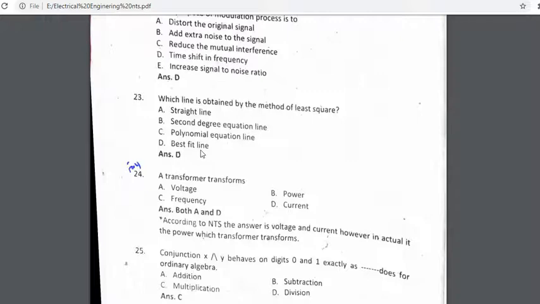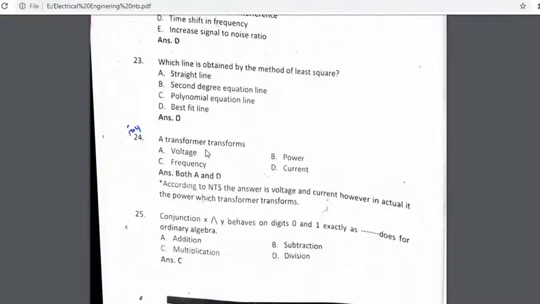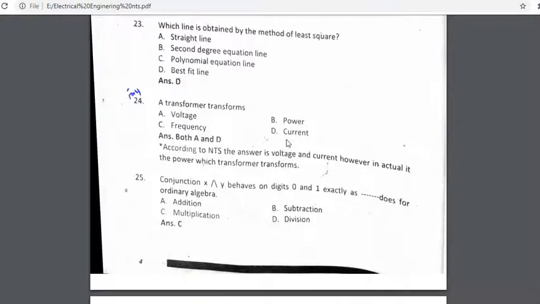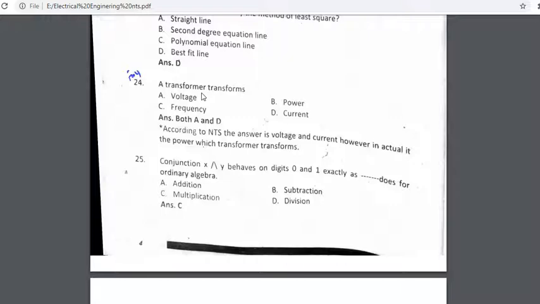We have the best fit line from the method of least squares. The question was: a power transformer transfers what? It does not just increase the power level. It just takes power from one circuit and gives this power to another circuit. So in general, a transformer just transforms voltages and currents.